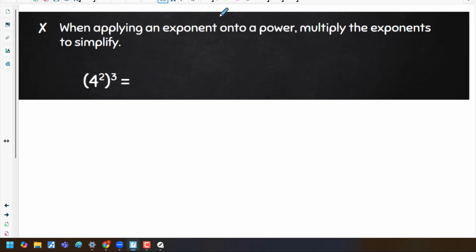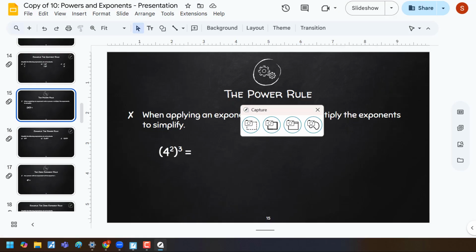So how do we do that? Very simple. When applying an exponent onto a power, you multiply the exponents. So this is going to be 4 to the power of 2 times 3. That's what you do. So this is 4 to the power of 6, not 5. 2 times 3 is not 5. 2 times 3 is 6. That's the answer.